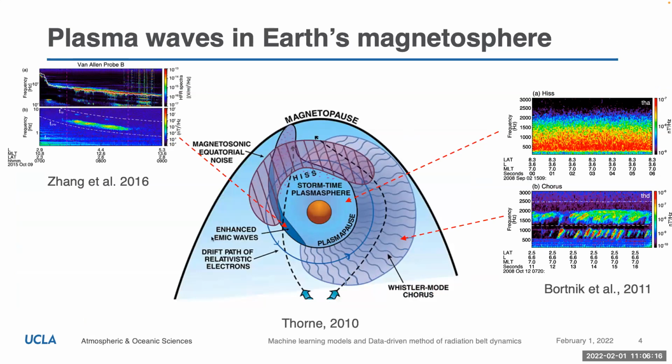In the magnetosphere, there exists a variety of plasma waves, which can affect the radiation belt dynamics. Here, I'm showing the spatial distribution of the various waves in the equatorial plane. Those waves include electromagnetic ion cyclotron waves, as well as hiss waves and chorus waves. So as we can see, when the electrons are trapped in the Earth's radiation belt and drifting around the Earth, they can interact with various plasma waves and change their dynamics.